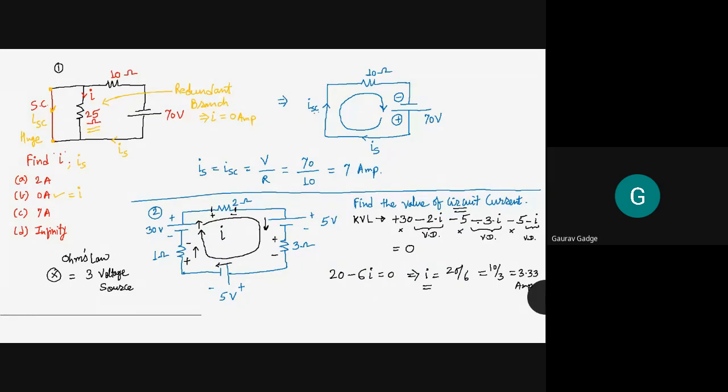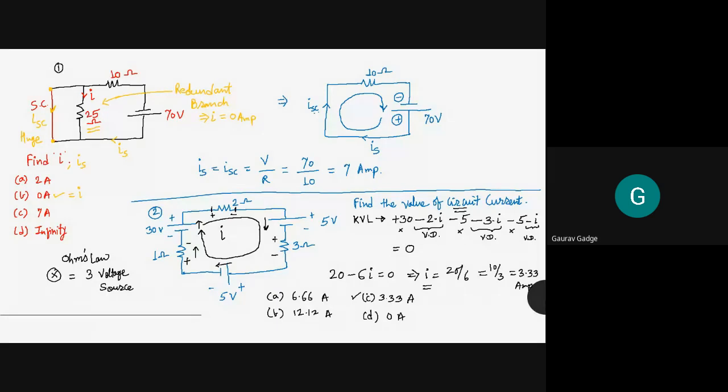So this kind of numerical can be solved quickly. This is the value of source current or supply current or circuit current, which we are getting as 3.33 ampere. Here you may be given choices, say 6.66 ampere. Second choice maybe 12.12 ampere. Third choice maybe 3.33 ampere. And fourth choice is 0 ampere. So your answer is answer C.